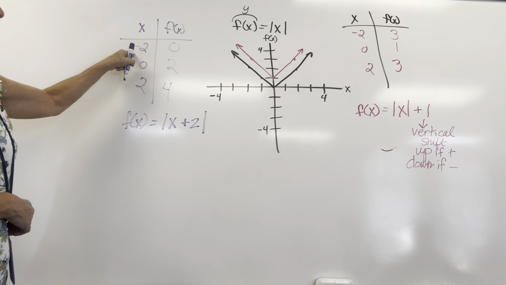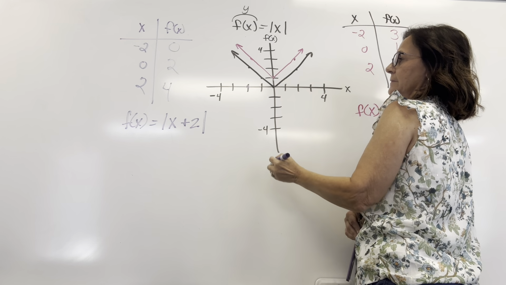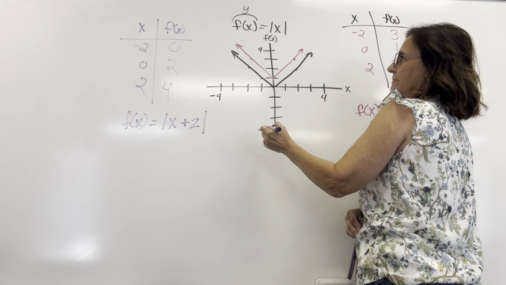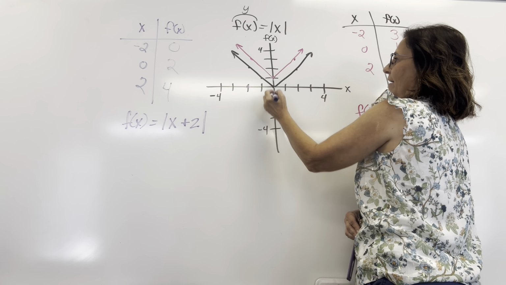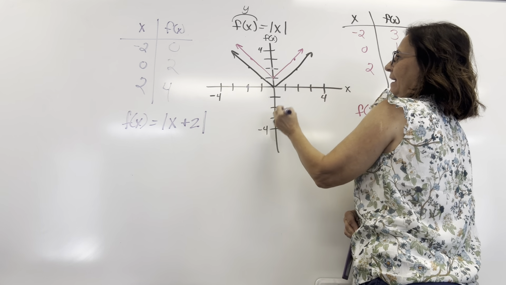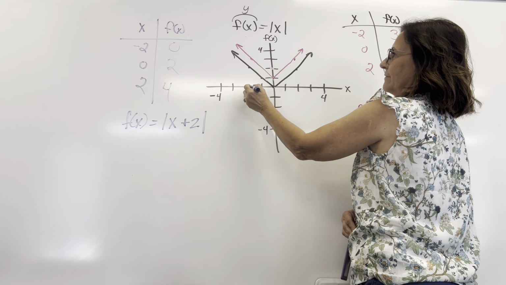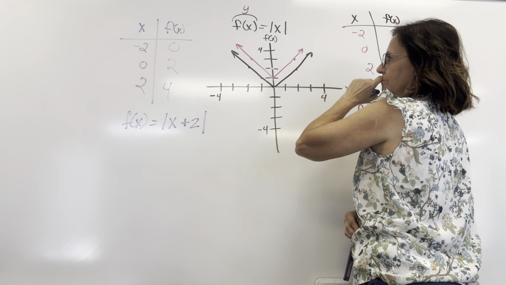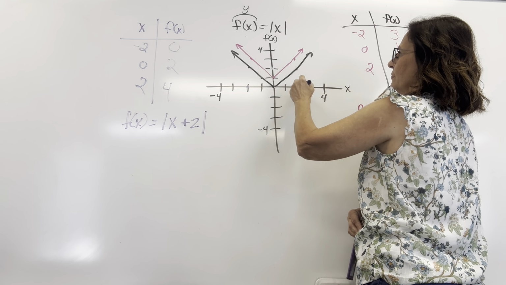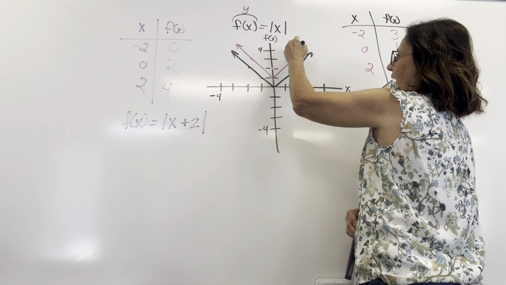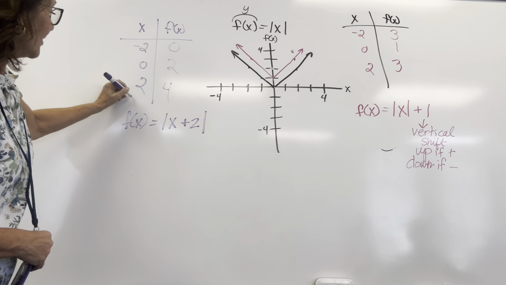4. Okay, so now I have negative 2, 0. I have 0, 2. And then I have 2, 4. All right, I've got to go back. It's just a very big one. Yeah, I have to go back to negative 4.